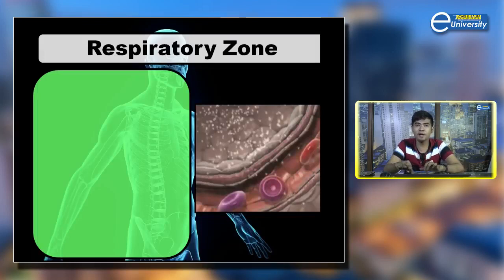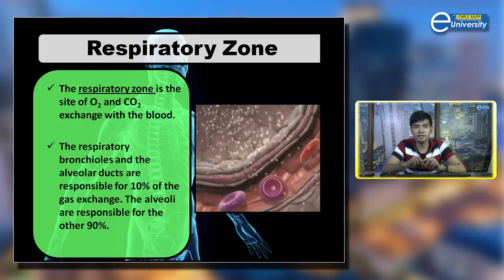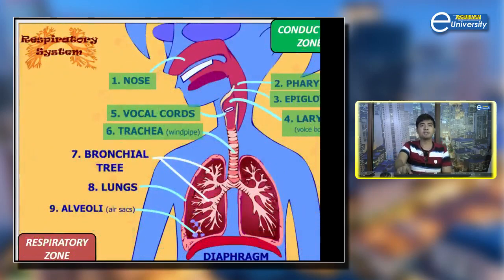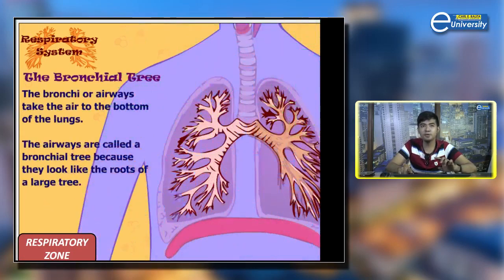So we're going to proceed now with the respiratory zone, or where the gas exchange occurs. The respiratory zone is the site of oxygen and carbon dioxide exchange with the blood. So the respiratory bronchioles and the alveolar ducts are responsible for 10% of the gas exchange. The alveoli are responsible for the other 90%. So the respiratory zone after the windpipe starts with the bronchial tree, followed by the lungs and the alveoli.